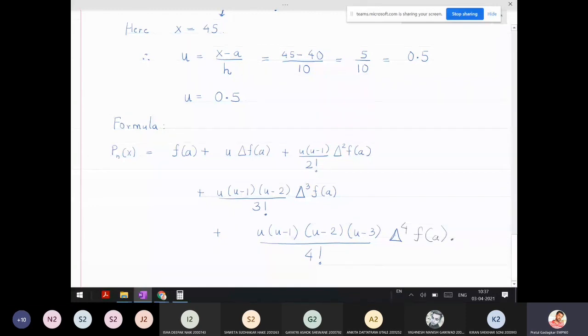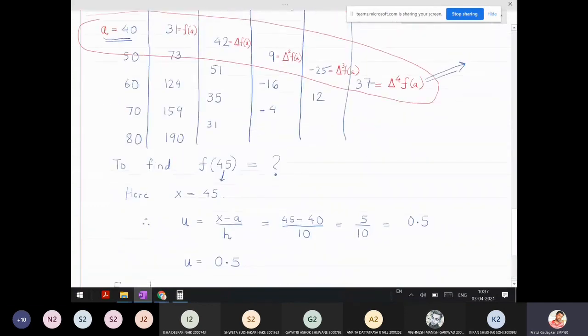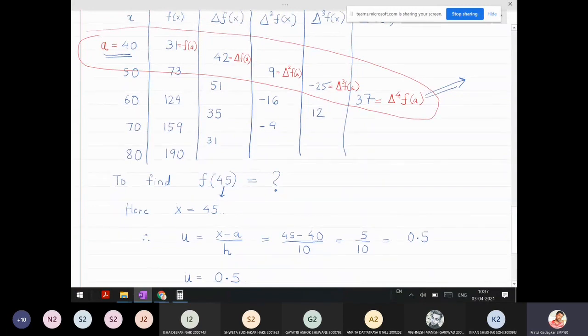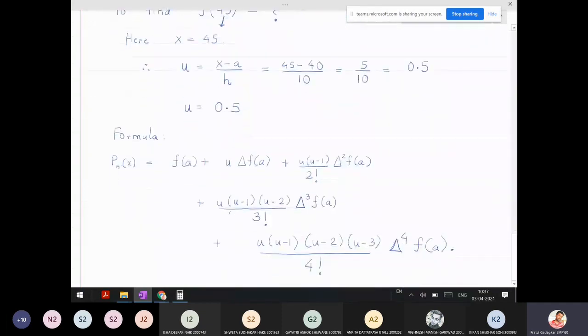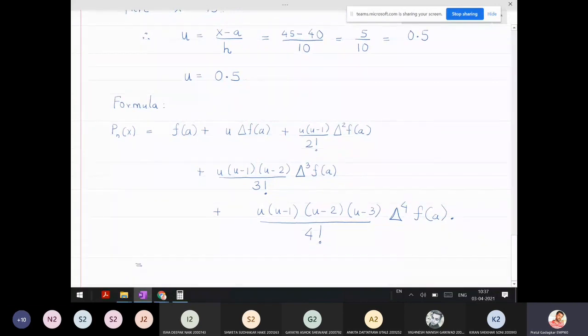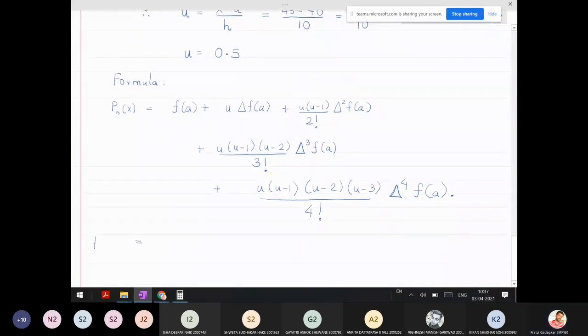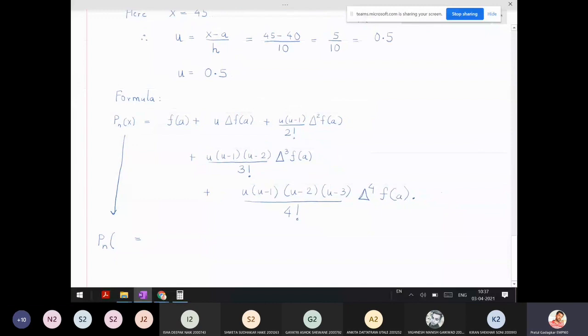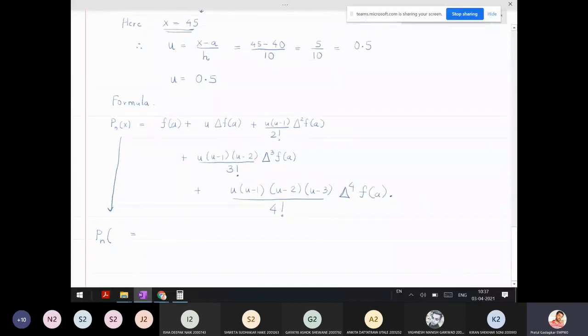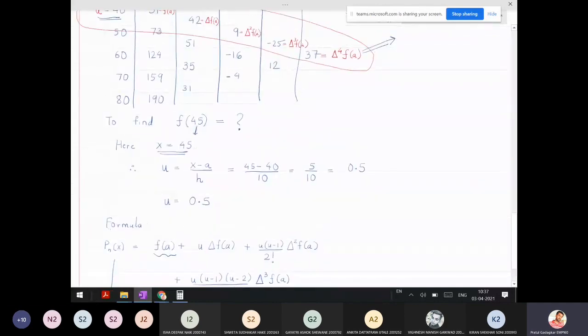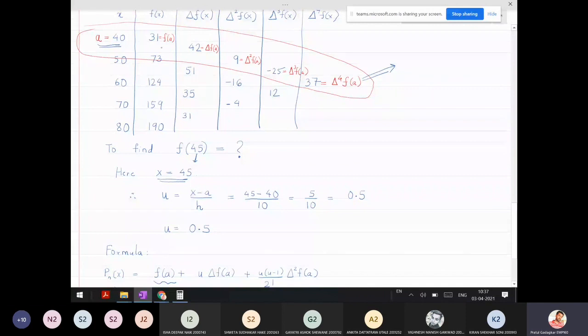So I have to stop here. I will not continue this because in my table I can see the maximum is only up to delta raised to 4. If the table had delta raised to 5, then I would have added one more term. Okay, so here I have to stop. Now I will take the help of the table. P of x, what is x? Look in the problem. X is 45. Just put the values now. P of x is equal to f of a. Where is f of a in the table? Do we have the table ready with us? Yes, f of a. F of a is how much? 31.